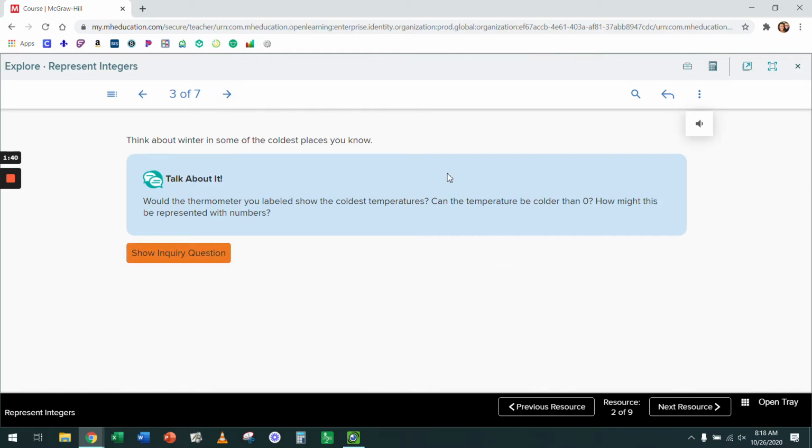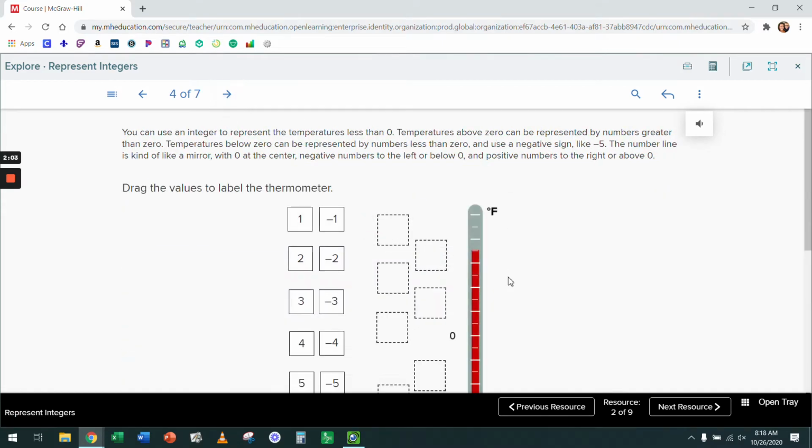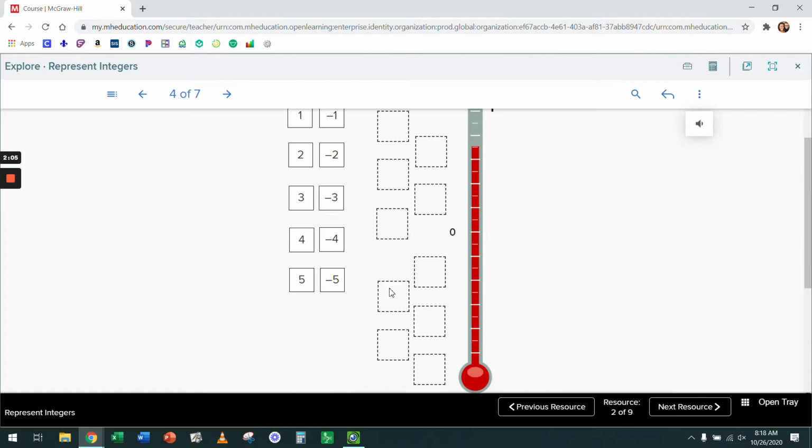Now, when we think about winter, we think about a lot of below 0 temperatures or below freezing. When we're talking about Fahrenheit, anything below 32 is freezing. So can a temperature be colder than 0? Yes. And how we know that is because we have negative numbers. So anything below 0 would be a negative number.